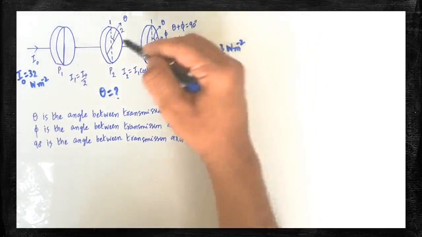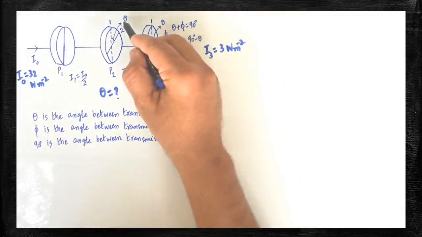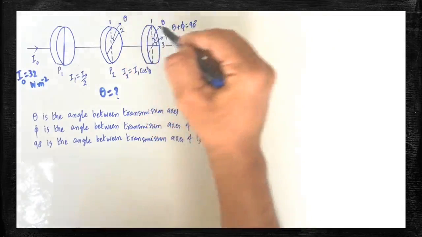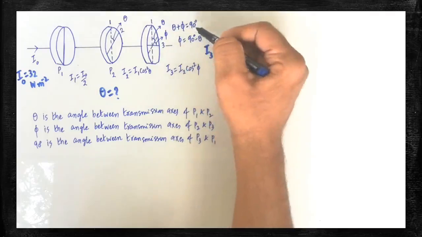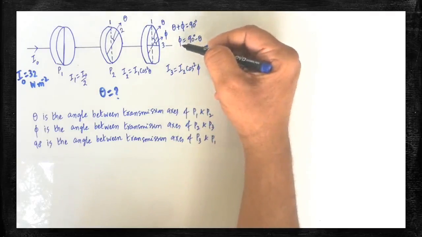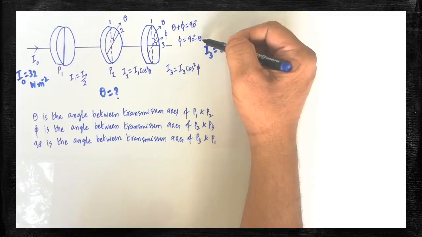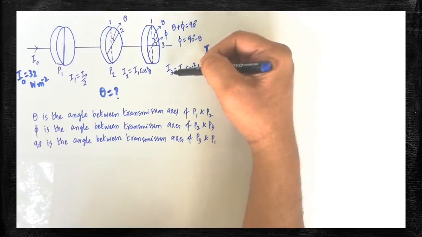So from the diagram, it is clearly understood that if we add theta and pi, you will get 90 degree. Therefore, we are able to get the angle pi. So pi is equal to 90 degree minus theta. Are you clear?